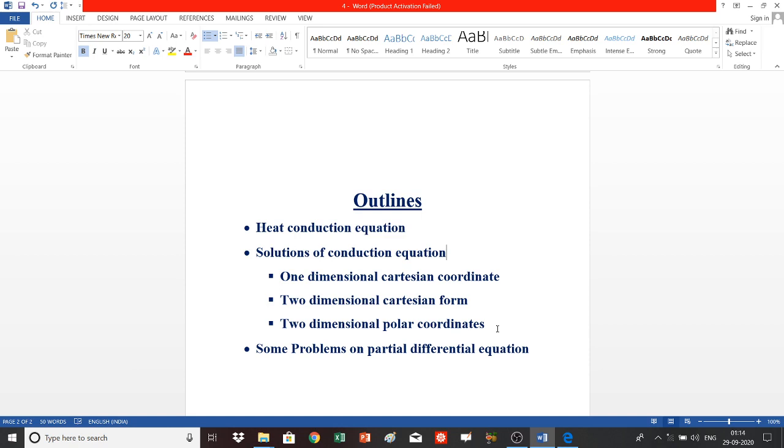And you have to practice this. I have not solved the heat conduction equation in three-dimensional cases because we already know how to solve it, and in the case of the heat conduction equation, you can follow what we used for the wave equation. So in this case, we will limit our solution of the heat conduction equation to one and two-dimensional Cartesian coordinates and then two-dimensional polar coordinates. Let us begin our lecture.